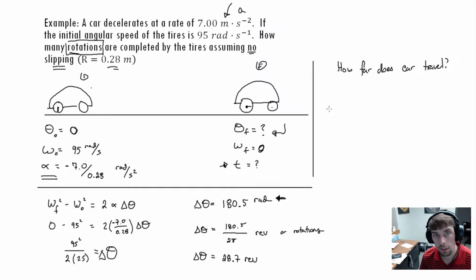how can we relate a change in angular distance to a change in linear distance? Again, assuming no slipping. Yeah, you got it. Delta x would just be equal to r times delta theta.